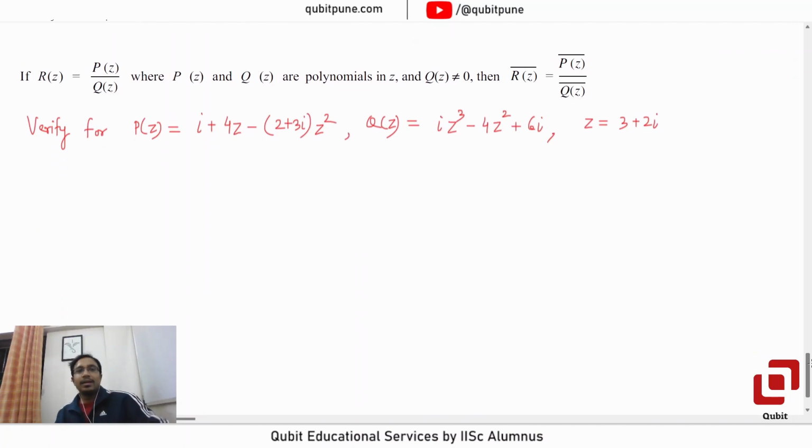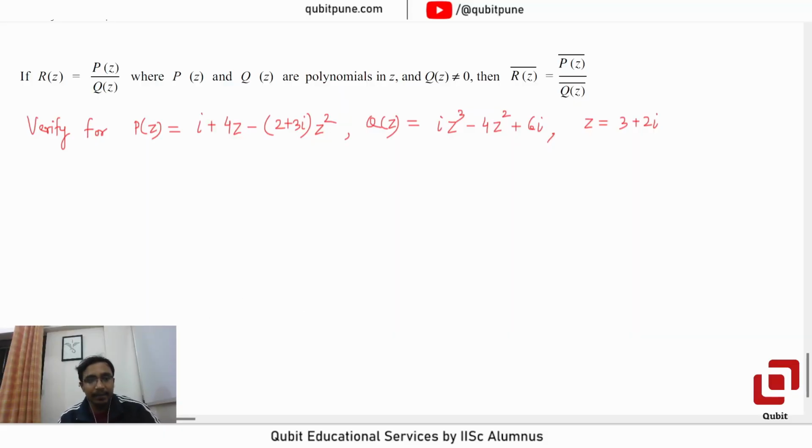Next, if we have a rational function R of Z equal to P of Z upon Q of Z, where P and Q are polynomials in Z and Q of Z is not equal to 0, then R of Z bar is equal to P of Z bar upon Q of Z bar. That means the complex conjugate of the whole. Okay, and we know this. So let's verify it for this. P of Z is i plus 4Z minus 2 plus 3i Z squared. Q of Z is i Z cubed minus 4Z squared plus 6i, and Z is equal to 3 plus 2i.